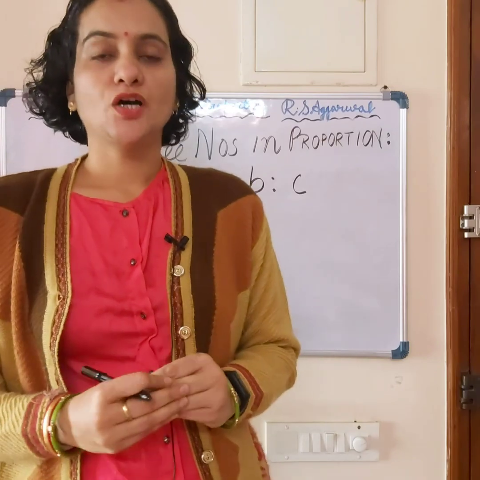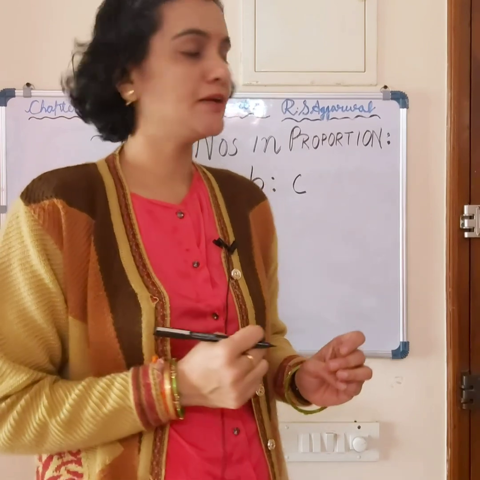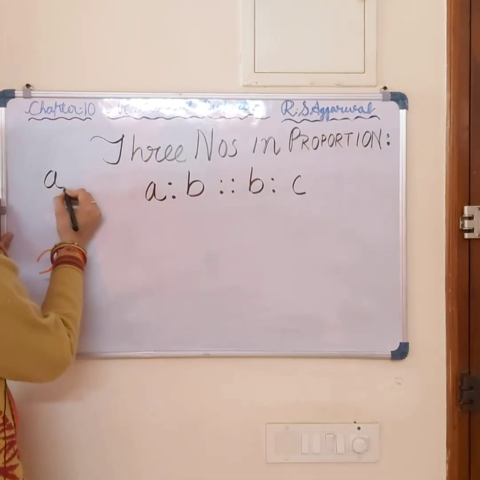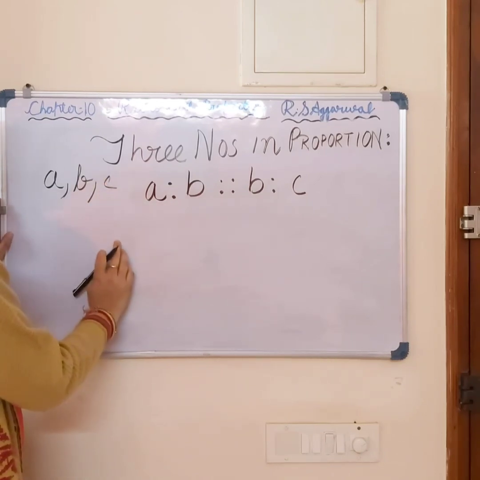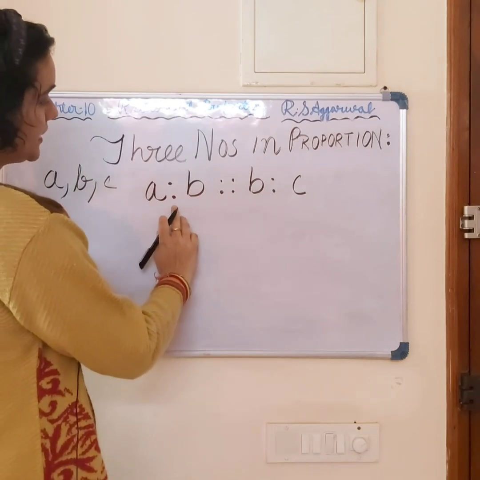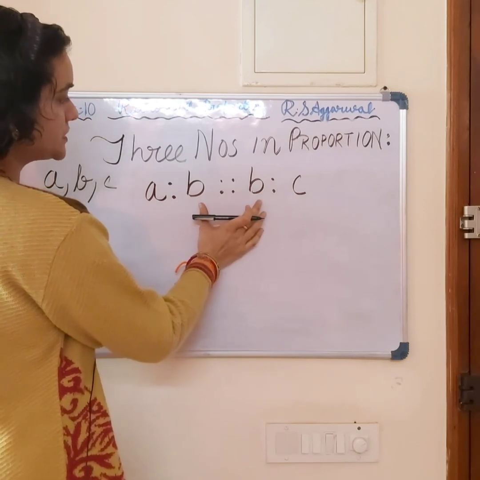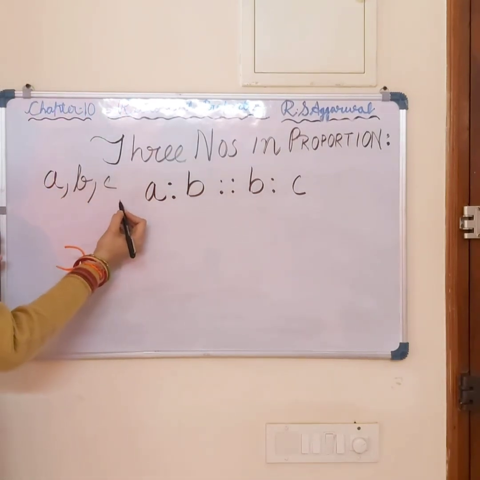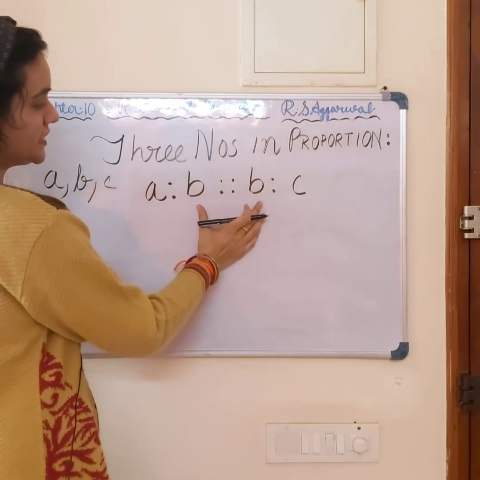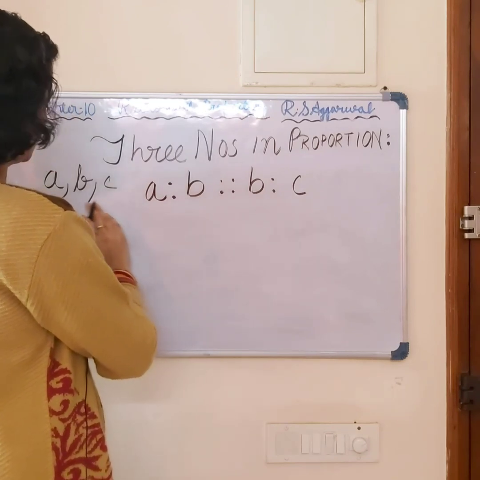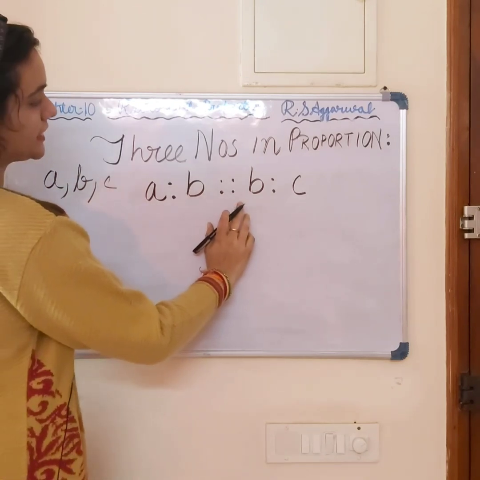Now we will understand the concept of 3 numbers in proportion. Suppose there are 3 numbers. Say those 3 numbers are A, B, C. Now if these 3 are in proportion, then how will we write it mathematically? A is to B as B is to C, right? B becomes the means because here there are not four numbers. We have only 3 numbers A, B, C. So B becomes the means in this proportion. So you have to remember, if A, B, C are in proportion, you write A is to B as B is to C.